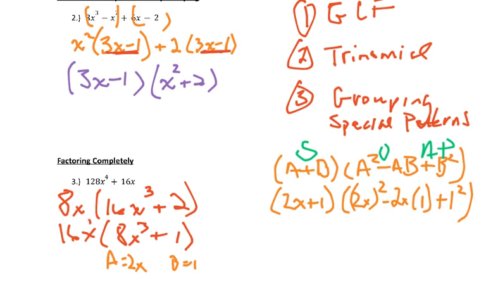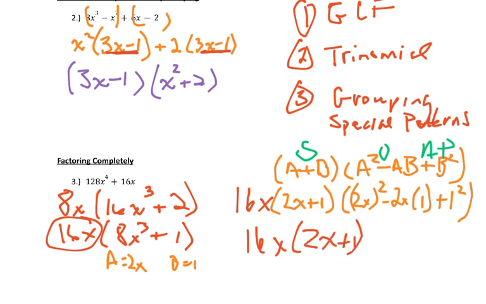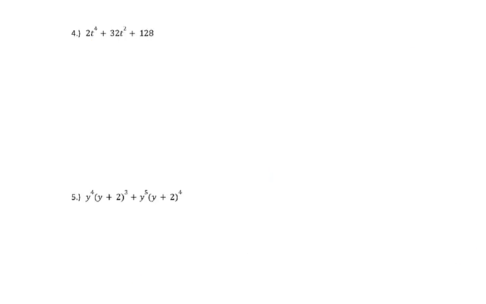And if we tack on our 16x out front, we can simplify this into 16x times 2x plus 1, and then times (4x) all squared minus 2x plus 1. Now let's try some more examples. Feel free to pause the video and try factoring yourself first, and then come back and look for the solution.